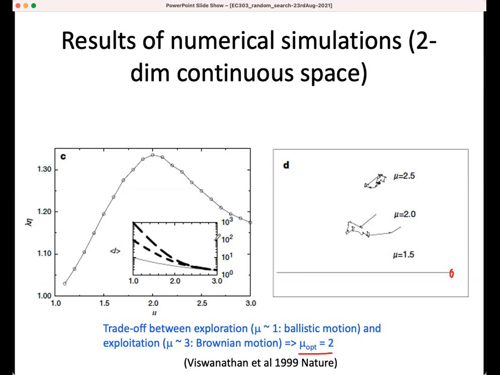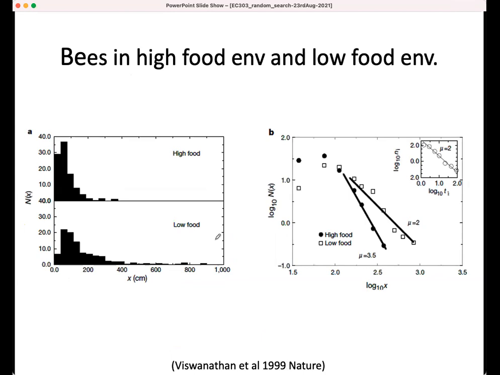Okay, continuing on this. Now they also find evidence for this in the empirical world. For example, they claim that they have data of bees in a high food environment and a low food environment. In the high food environment, they show a distribution like this, whereas in the low food environment, the jump length shows a distribution like this.